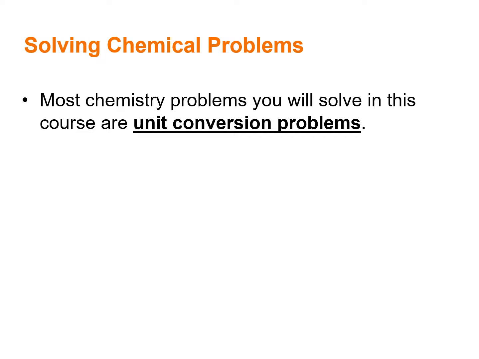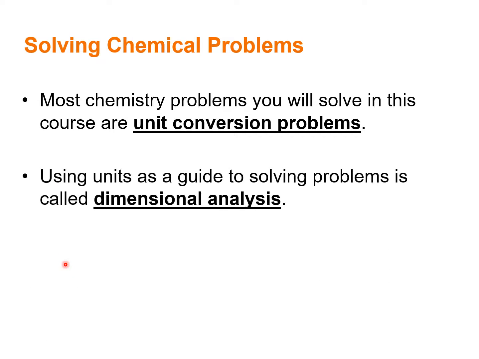So when you're solving chemical problems, you'll see that you have a lot of unit conversion problems. There is a way that you solve all of these, and this is by using something called dimensional analysis. And what you'll find is that you can solve maybe 90% of the problems that you get in general chemistry classes using dimensional analysis. It's that powerful a thing.